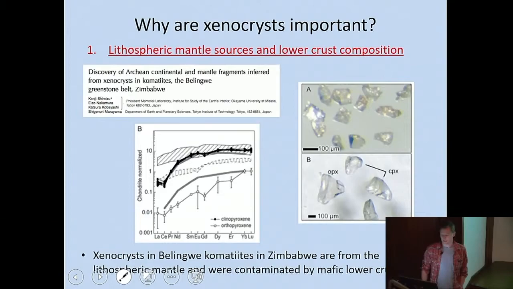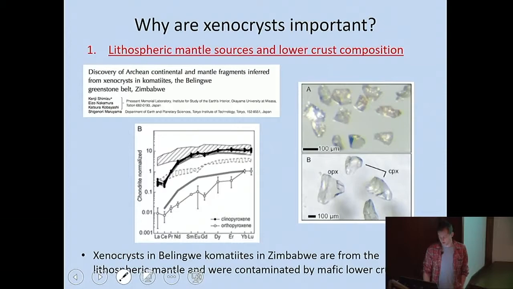So in this case we have an example of a Geology paper where they discovered Archean continental and mantle fragments in komatiites in the Belingwe greenstone belt in Zimbabwe. These are stereoscopic images showing, I think, garnet grains here, and OPX and CPX here, which are collectively derived from the mantle lithosphere and also from the lower crust. And the chemistry tells us what lies beneath where these komatiites were sourced and what kind of crustal material they passed through en route to the surface before being erupted.